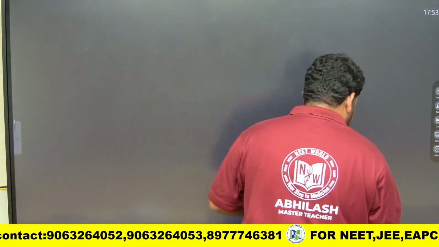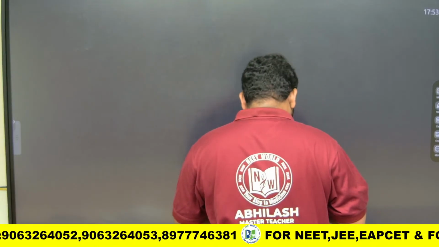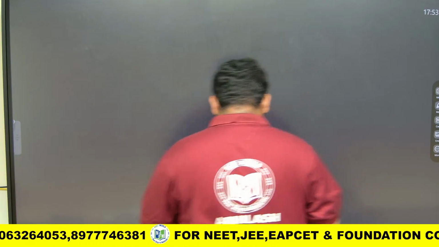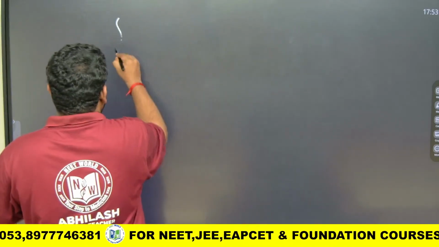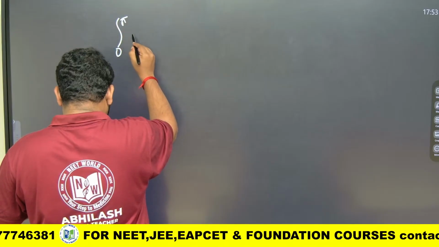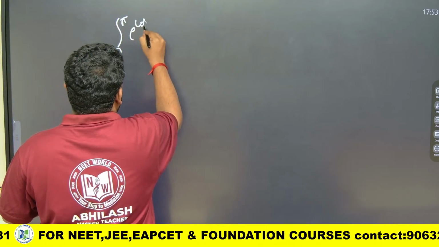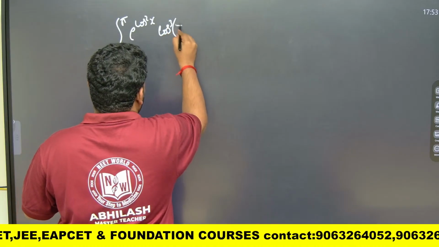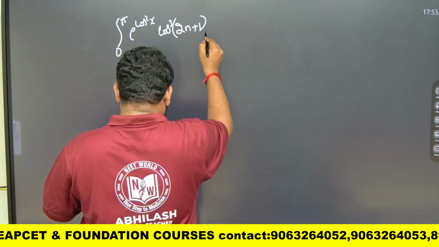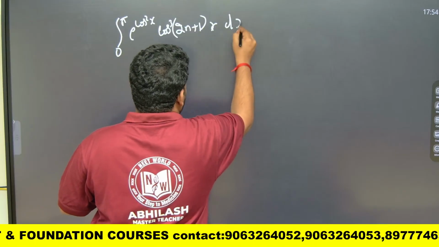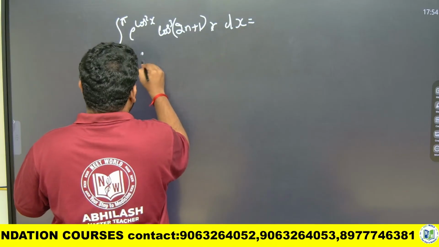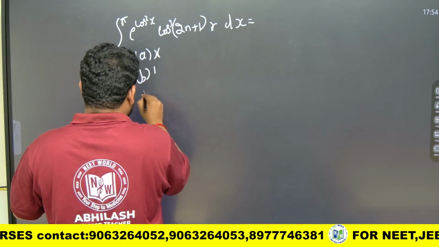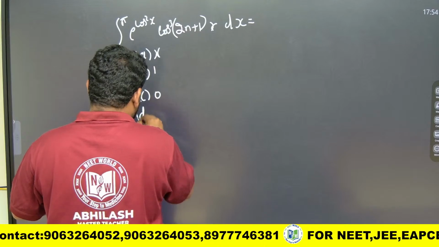All right, let us move to one more question. Let me write down the questions first. PYQs, highly important. The next question that they have given is the integral from 0 to pi of e power cos square x into cos cube of 2n plus 1 into x dx, and they are asking its value. Options are a is x, b is 1, c is 0, d is none of these.